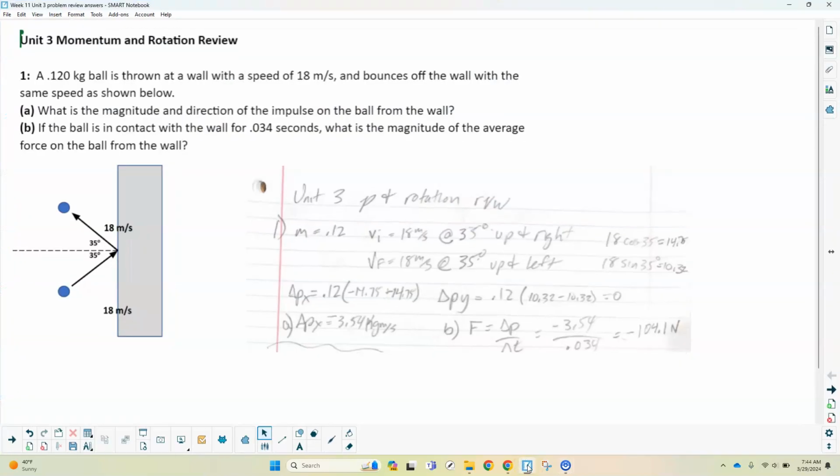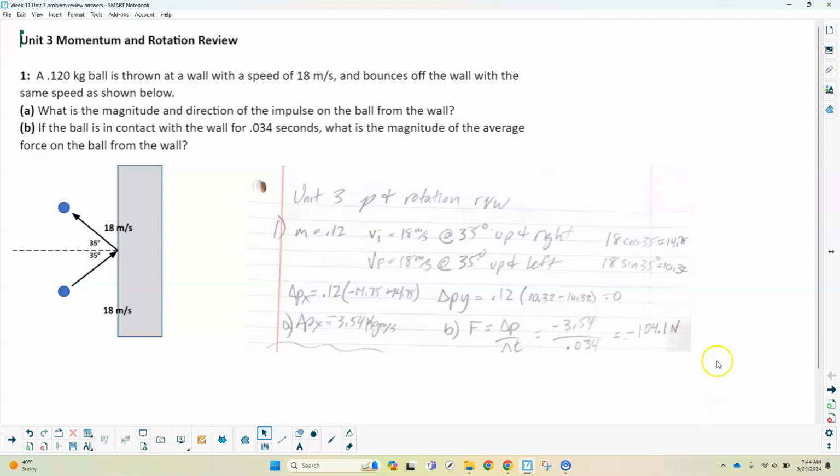All right, guys, so we're going to go over the problem set from the Unit 3 review. The first one is given in this slide, and it says a 0.120 kilogram ball is thrown at a wall at a speed of 18 meters per second and bounces off the wall with the same speed as shown. So it's going at an angle. So you want to use some trig with this one.